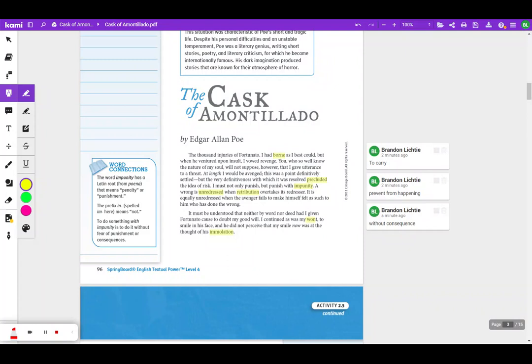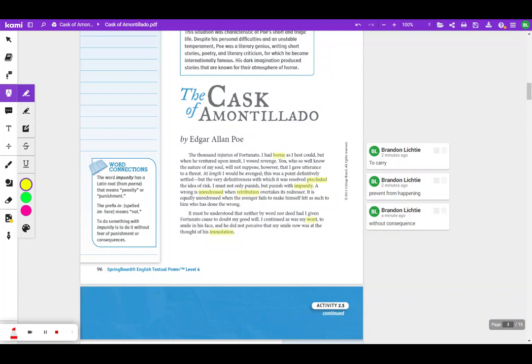Montresor is our narrator. This is told from the first person point of view. Fortunato is the character that plays kind of opposite of Montresor in this story. As we read, the focus I want to set for the exposition, and if you remember, the exposition simply means it's setting the scene for the story: the characters are revealed, the conflict is introduced, and the setting is revealed.